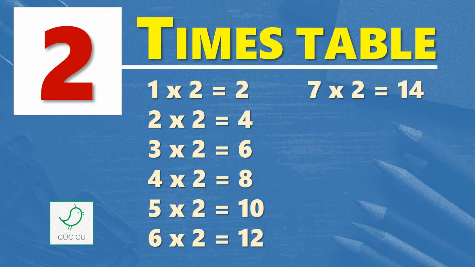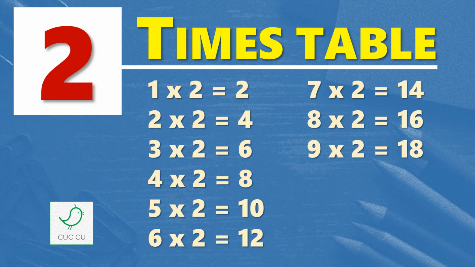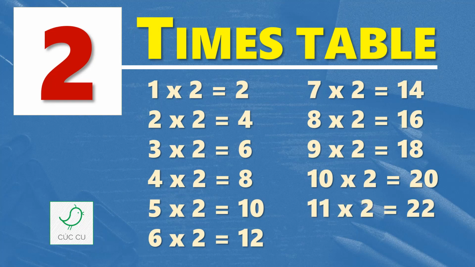7 times 2 is 14. 8 times 2 is 16. 9 times 2 is 18. 10 times 2 is 20. 11 times 2 is 22. 12 times 2 is 24.